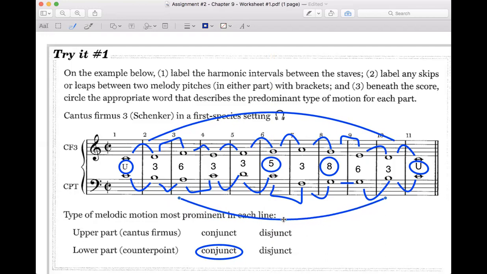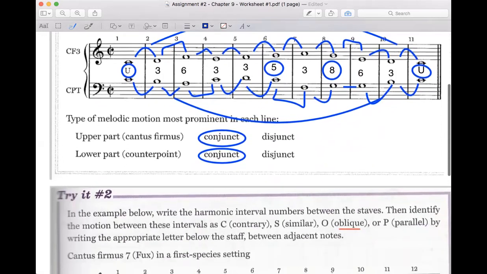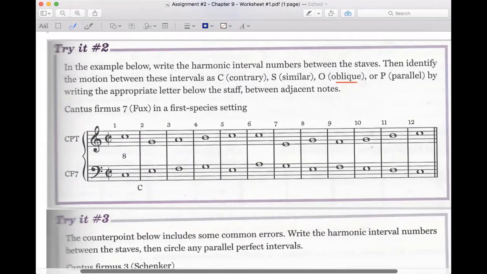It's also possible for the lower part to have an arc that looks like this. So it's not necessarily that it's always a downwards arc, but we do want some sort of arc, and this is part of the art of making a beautiful line in this style. Okay, so both parts, the upper part and the lower part, are considered conjunct. Okay, job well done.